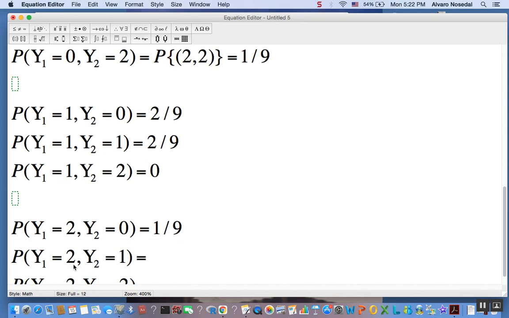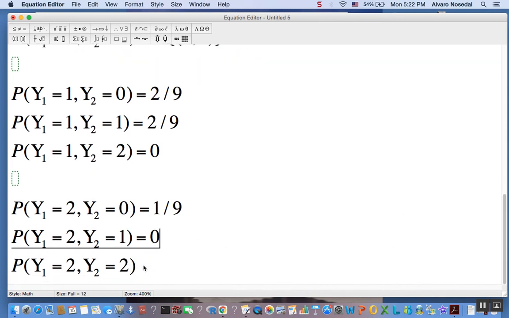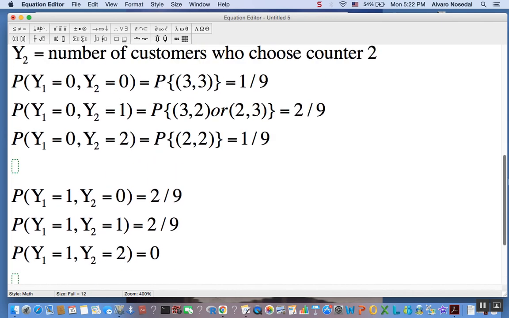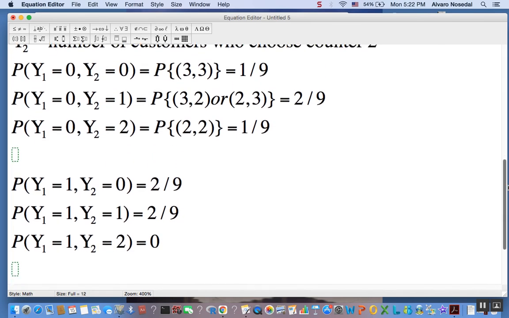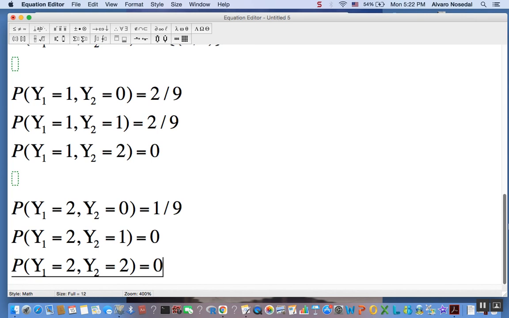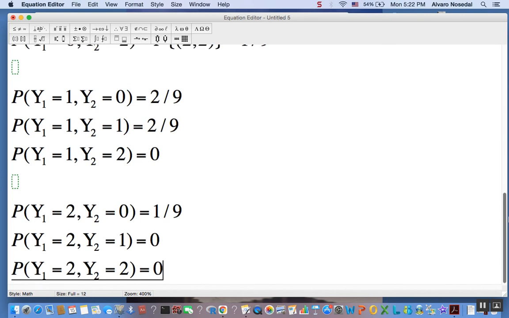And this one, just as before, if y1 equals 2, y2 can't be 1. We only have 2 customers. So the probability of that happening, 0. Finally, probability of y1 being equal to 2 and y2 being equal to 2 at the same time, impossible. So probability 0, right? So again, this is the joint probability function for these 2 random variables y1 and y2.